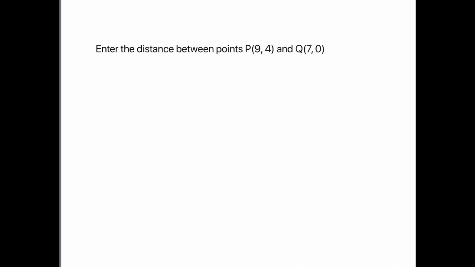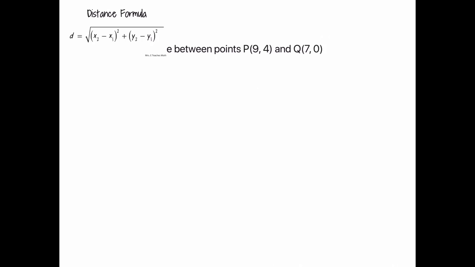So here we go with number 1. Enter the distance between points P at 9, 4 and Q at 7, 0. So in order to find distance, we're going to use the distance formula. D equals the square root of (x sub 2 minus x sub 1) squared plus (y sub 2 minus y sub 1) squared. So now I'm going to call this x and y, and then x and y, and it doesn't matter which one you make point 1 or which one you make point 2. And then we're going to plug them in for our distance formula.